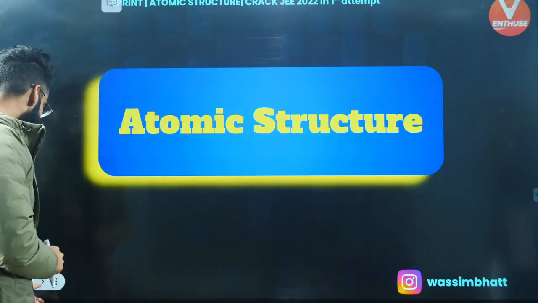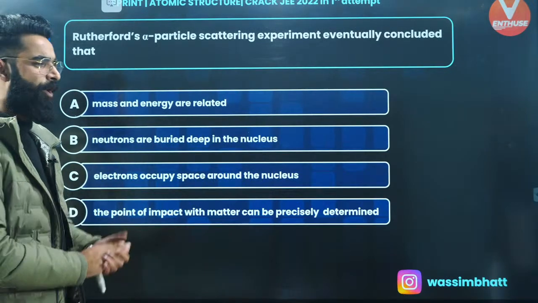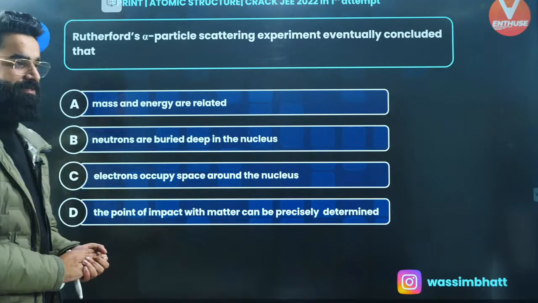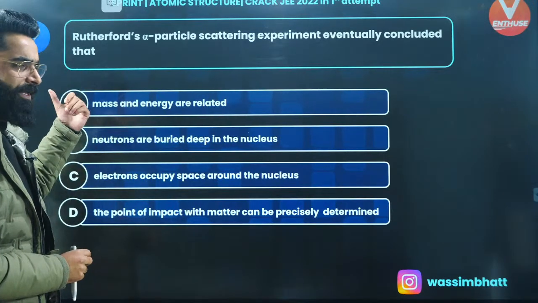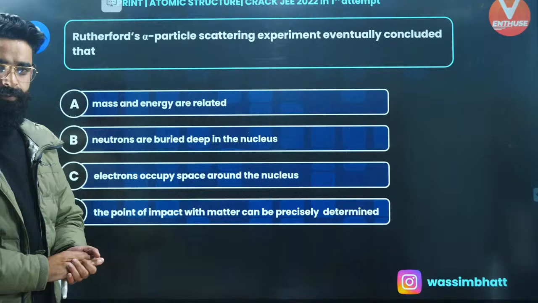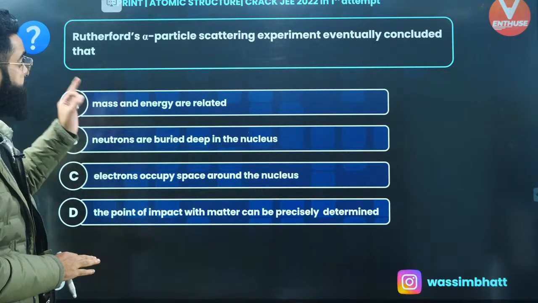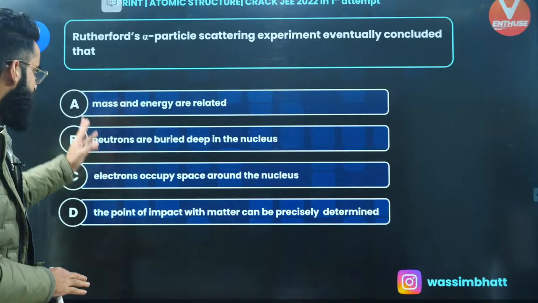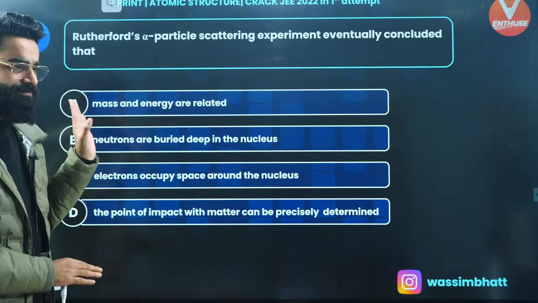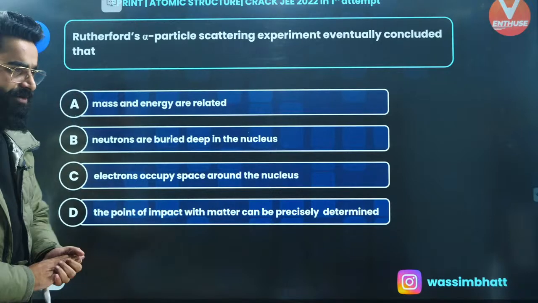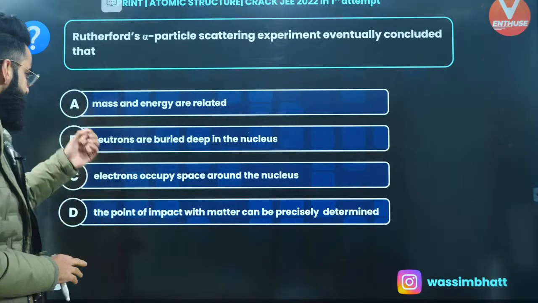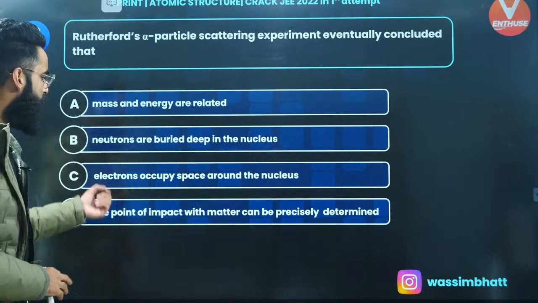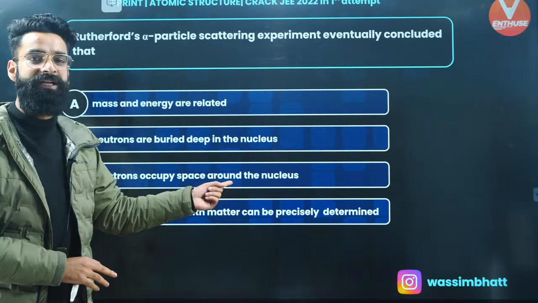Let's get started with the first question which is on your screen, from Rutherford's alpha particle scattering experiment. What do you think is going to be the correct answer of this particular question? Rutherford's alpha particle scattering experiment eventually concluded that mass and energy are related. It has got nothing to do with Rutherford's experiment. Neutrons are buried deep in the nucleus. No. Electrons occupy space around the nucleus.